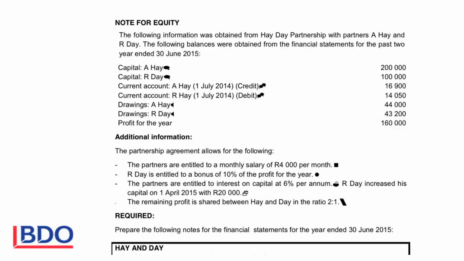Now, if we look at the capital given at the end of the year. One of the partners, Day, increased his capital on 1 April 2015 with 20,000 Rand. So Day's capital balance at the end of the year is 100,000 after the increase of 20,000. Therefore, his opening balance must be 80,000. Hay did not increase his capital, so the opening balance and the closing balance will be 200,000.